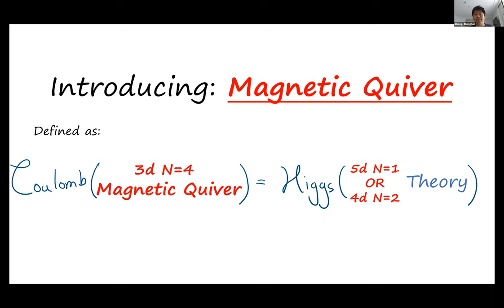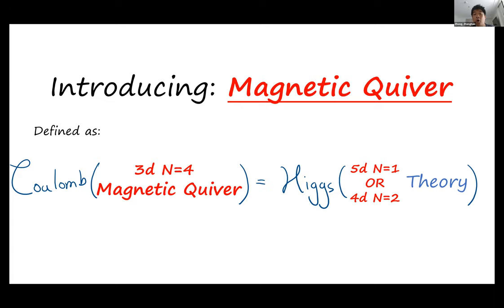So what is a magnetic quiver? Well, for this Gong show, I will use a more restricted definition as follows. A magnetic quiver is a 3D N=4 gauge theory whose Coulomb branch is the same as the Higgs branch of the 5D or 4D theory you're trying to study. In other words, rather than studying the Higgs branch of the 5D or 4D theories directly, I will first find their corresponding magnetic quiver and then study its Coulomb branch instead, because by definition, this is the same as the Higgs branch of the original theory.